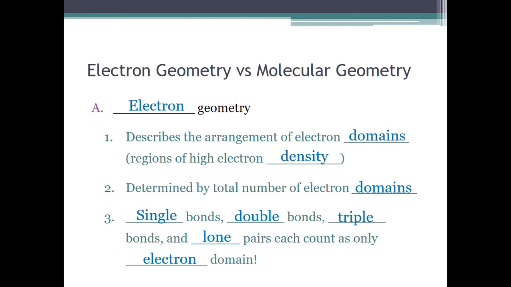A second ago we said that lone pairs are a little bit different. That is going to come into play later. For electron geometry, single, double, triple bonds, and lone pairs are all exactly the same.